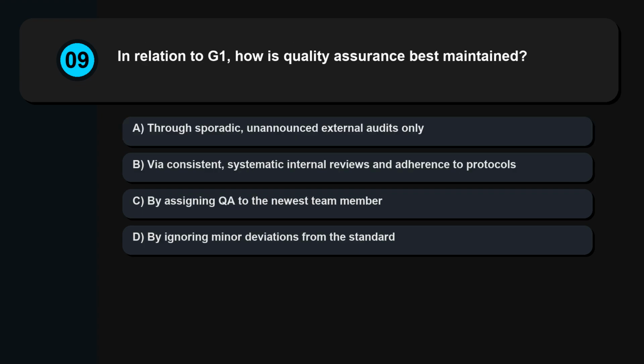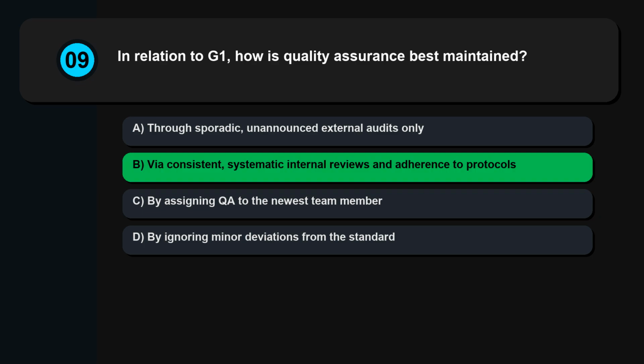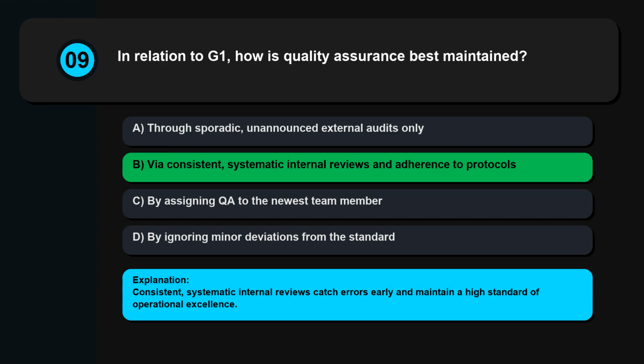Question 9. In relation to G1, how is quality assurance best maintained? Through sporadic, unannounced external audits only. Via consistent, systematic internal reviews and adherence to protocols. By assigning QA to the newest team member. By ignoring minor deviations from the standard. Consistent, systematic internal reviews catch errors early and maintain a high standard of operational excellence.